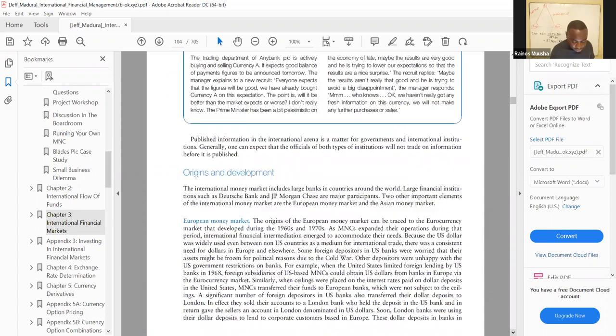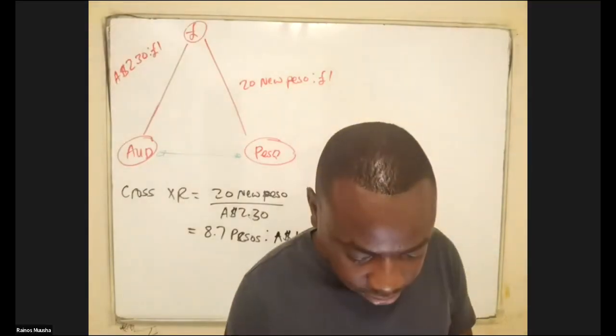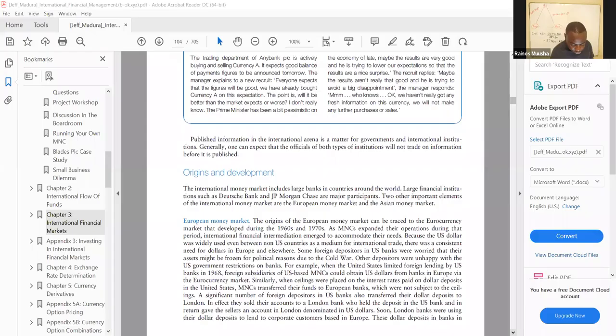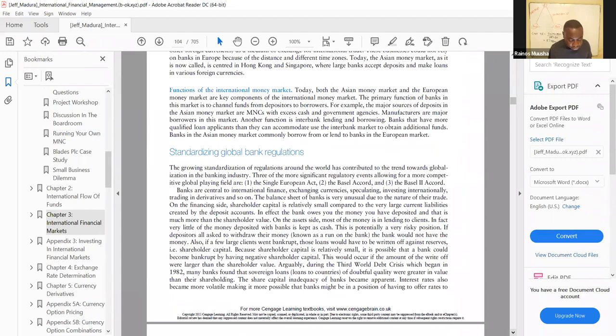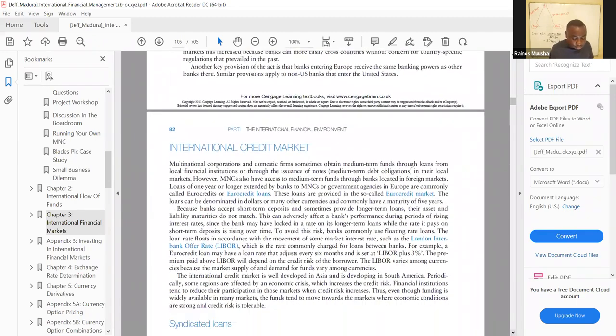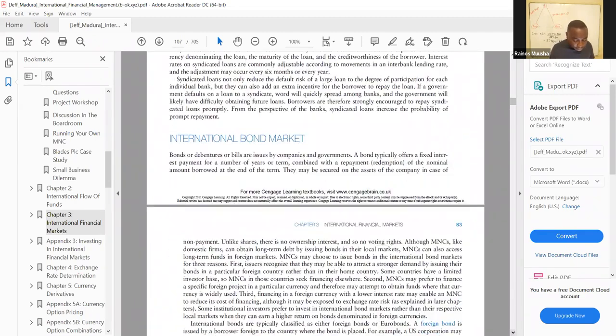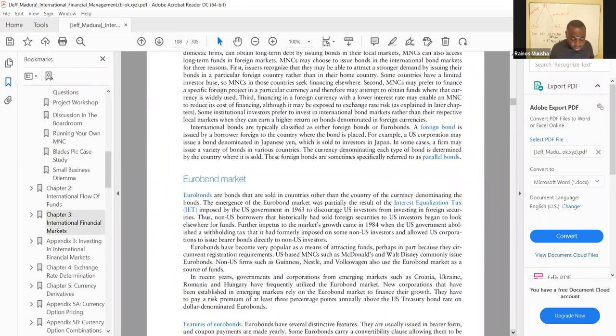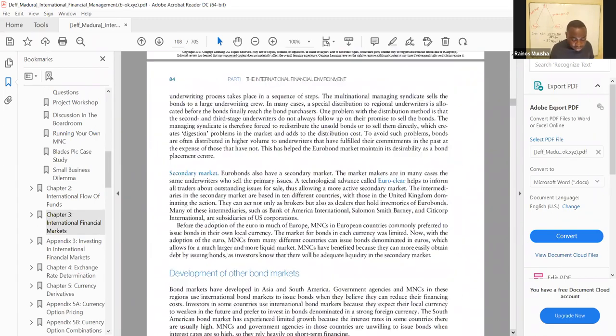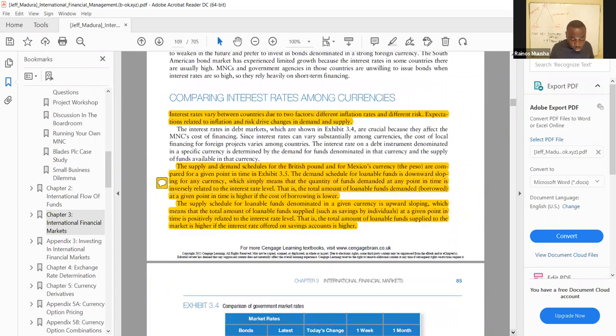On the next section, we look at the origins and development. But in this section, we don't have to worry much about it because it's basically looking at the origins and developments of the money market and the bond markets as well. I don't expect this to be coming in there as questions in the exam. So don't worry much about that section.